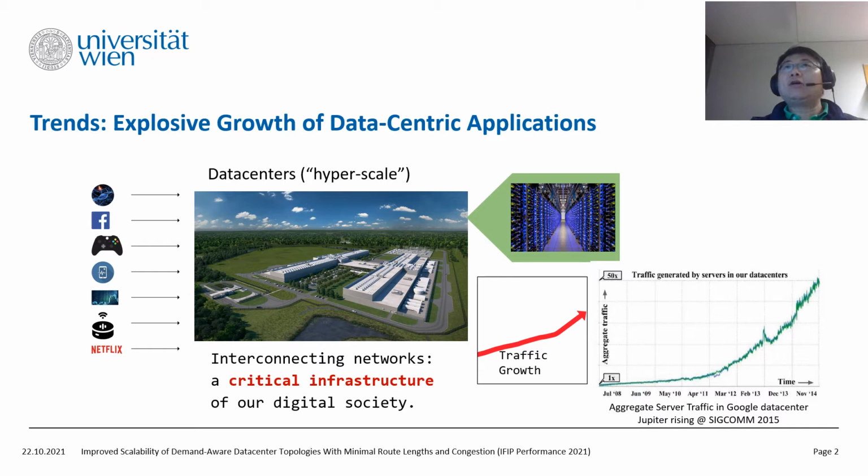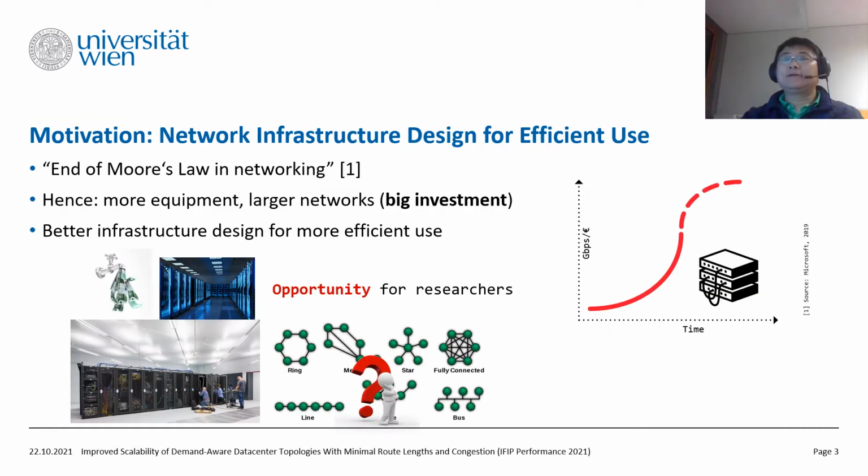Let's start. Nowadays, the data center has become a vital infrastructure of our society. We can easily observe that the traffic size grows almost exponentially over many years. In order to cope with this rapidly increasing amount of traffic in data centers, we have to continuously improve their productivity. Unfortunately, the end of Moore's law in networking resulted in more equipment and a larger network for improving the capability. However, the restriction from the hardware development brings more opportunity for researchers, where improving the top-of-rack connectivity by a better network design becomes a pressing issue.